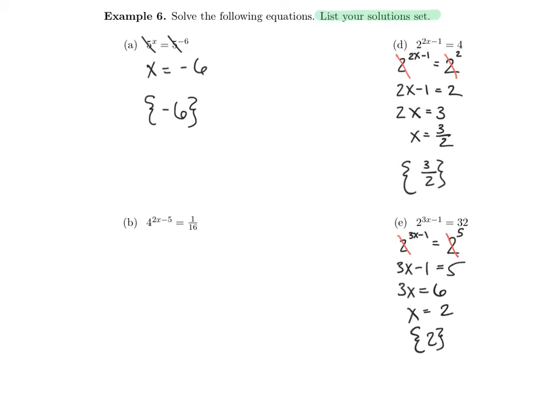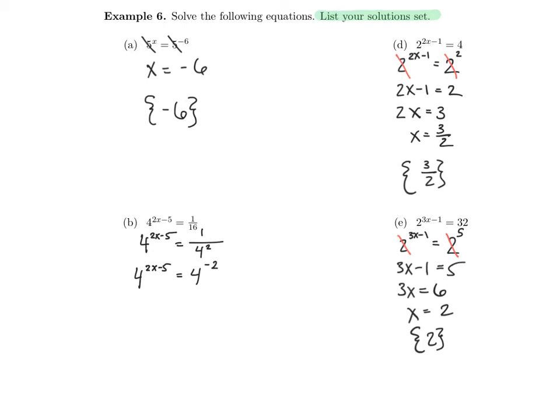Let's keep moving around. Let's try problem B. So I look at problem B, and I go, okay, base of 4. 4 to the 2x minus 5 is equal to 1 over 16. Well, I know that 16 is 4 squared, so this is 1 over 4 squared, but I can't cancel things out here. I really need this to be equal to 4 to the power of something. So we're going to use our negative exponent rule here. I'm going to say this is 4 to the power of negative 2.